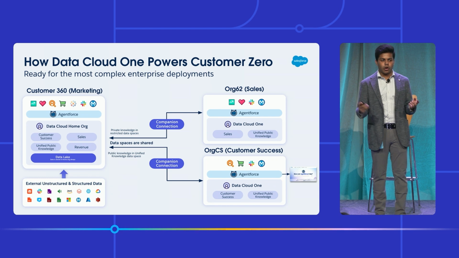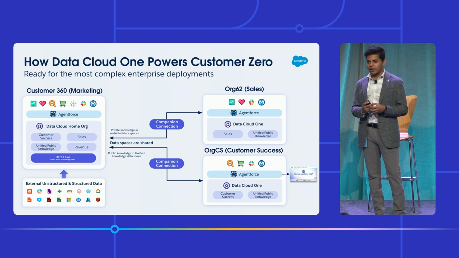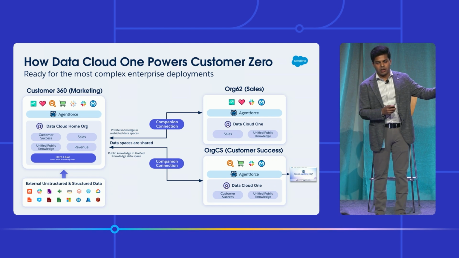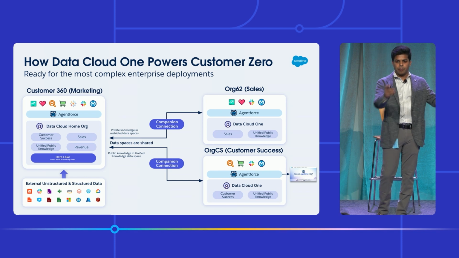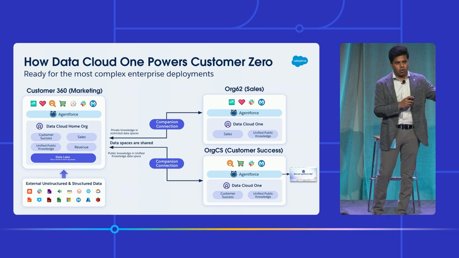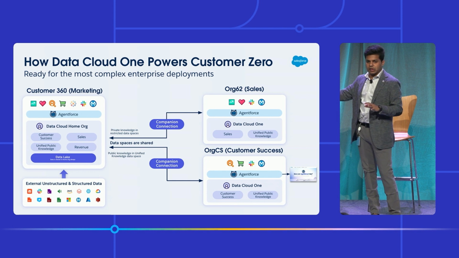Our businesses did not talk to each other for a long time as well. For example, our marketing has access to their own data sources. They have their own Salesforce org. Sales is a different one, customer success is a different one.